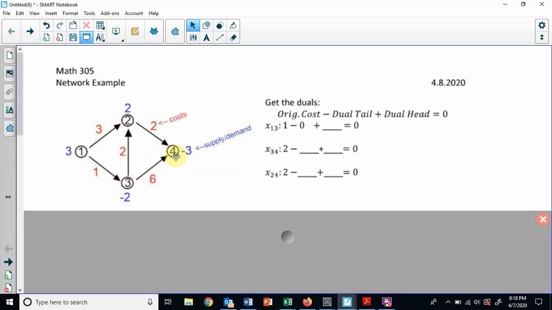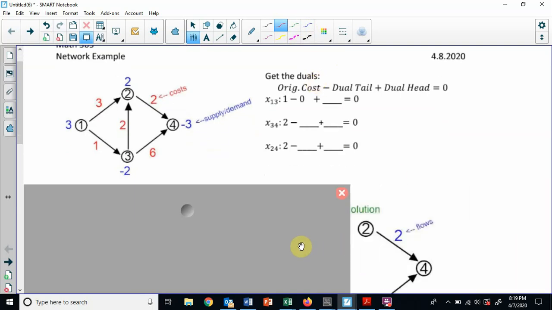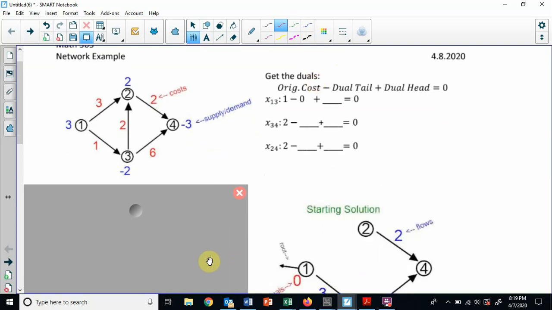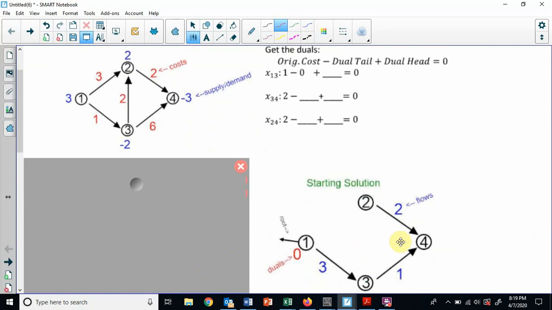Okay? And so this is a balanced network because you do have a total supply of 5 and a total demand of 5. We're not going to get into unbalanced networks in this class, but it's actually not that hard to solve those. It's actually pretty easy, but I don't want to give you too much craziness to think about. All right? So for right now, just like with LPs, we don't know how to get a starting solution yet. So I'm going to give you a starting solution, okay?